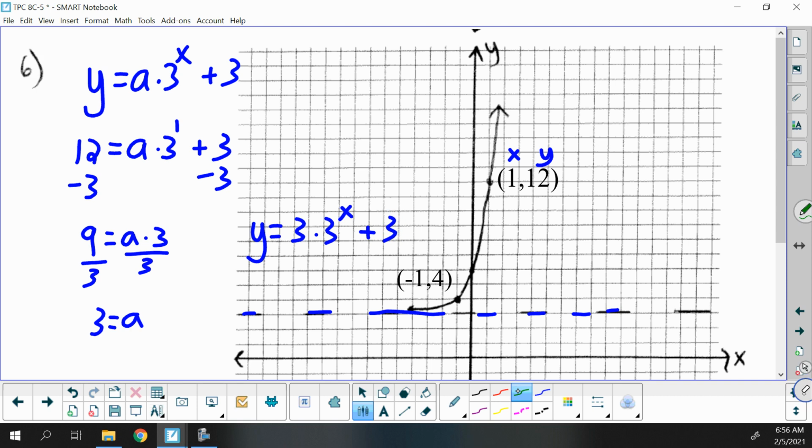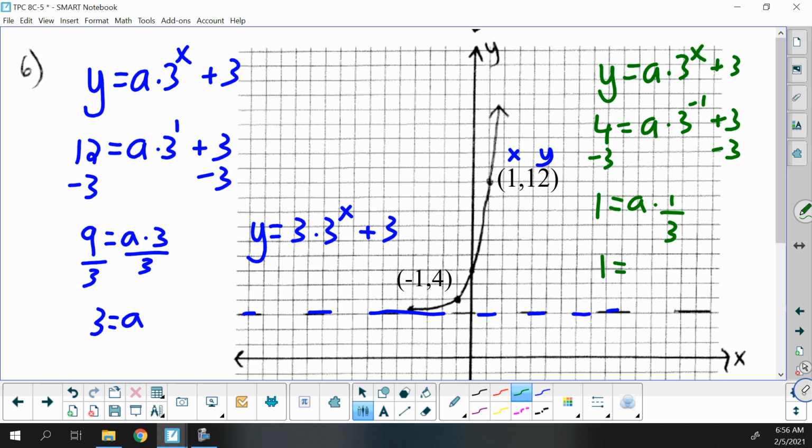Now I just want to show you briefly what would have happened if we had used the other point. So we had y equals a times 3 to the x plus 3. If we sub the 4 in for y, and the negative 1 in for x, we can subtract the 3 over, and we'll get 1 equals a times 3 to the negative 1. A negative moves it to the opposite spot of the fraction, so that becomes 1/3. So this becomes 1 equals a times 1 gives us a, and then over 3. The opposite of dividing by 3 is multiplying by 3, so that would also give us a equals 3. So you get to the same spot in the end, a equals 3.